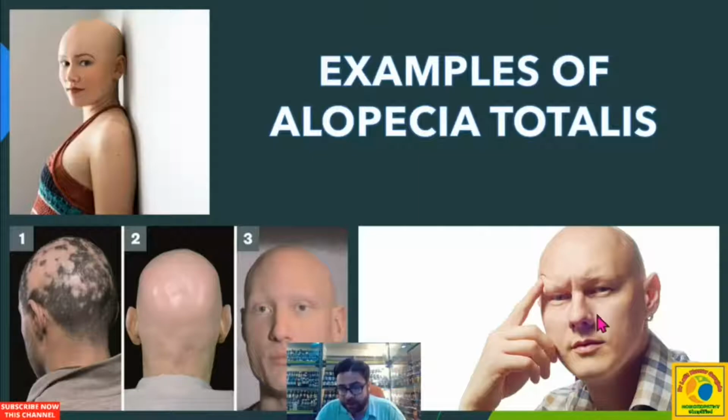If you can see this person, he has lost his hair from his head, from his eyebrow, on the mustache, on the beard. So this is what is known as the alopecia totalis, means total loss of hair from the head only. Okay, for head only. If it happens only in the head, then only it is known as the alopecia totalis.